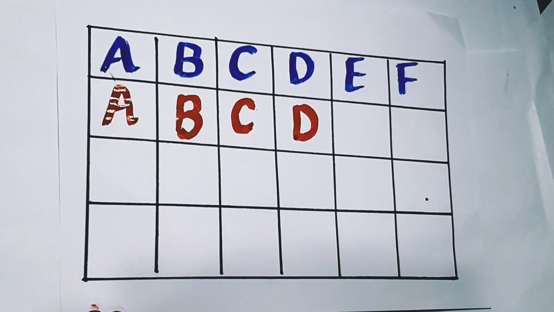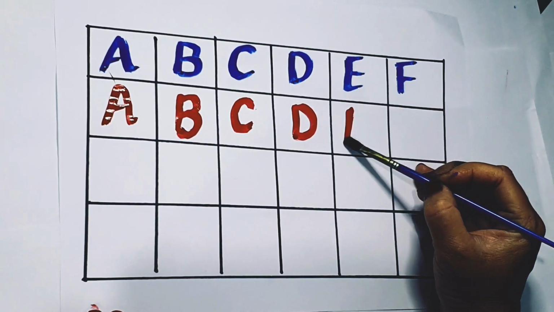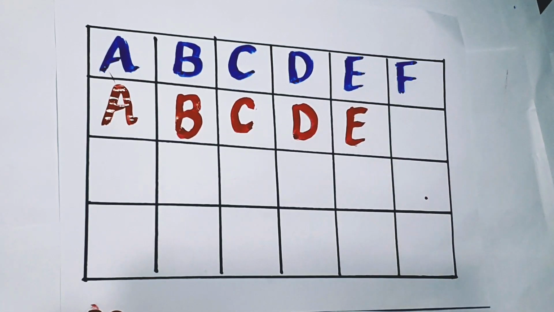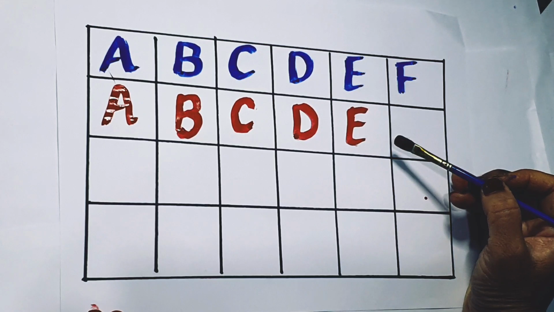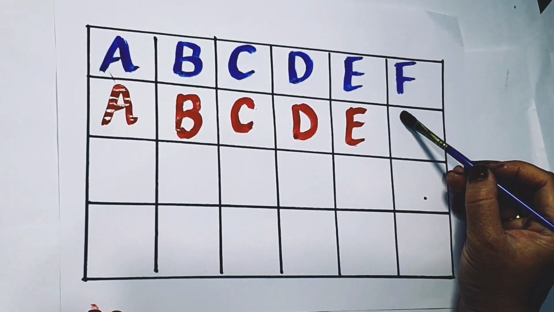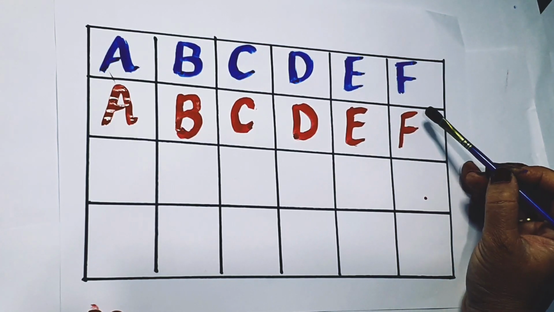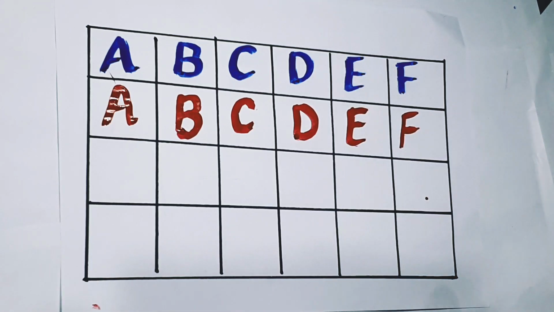D for donkey. D for doll. E for ear. E for ear. E for egg. F for fox. F for frog.